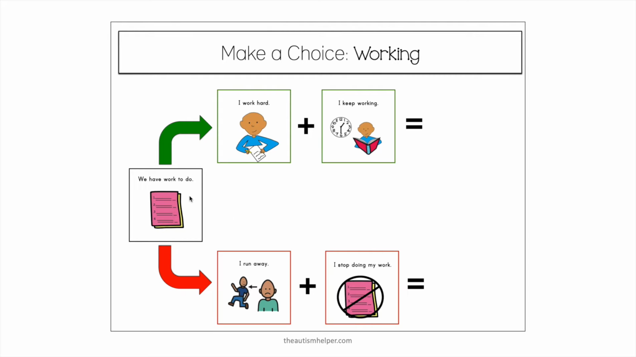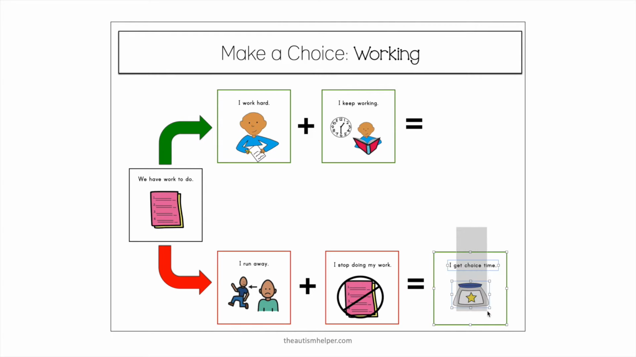So here's the common antecedent. We have work to do. And the negative choices are I run away and I stop doing my work. Now, what was originally happening when this student did this, running away and stopping doing the work, was they would go to choice time. So they would get to run away from their task, stop doing their work, and go to the break area and get to play with the items in the break area. So they would get choice time.